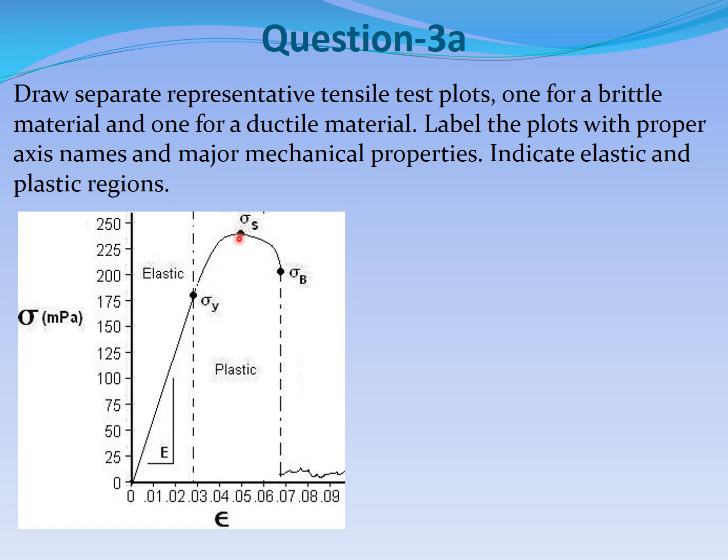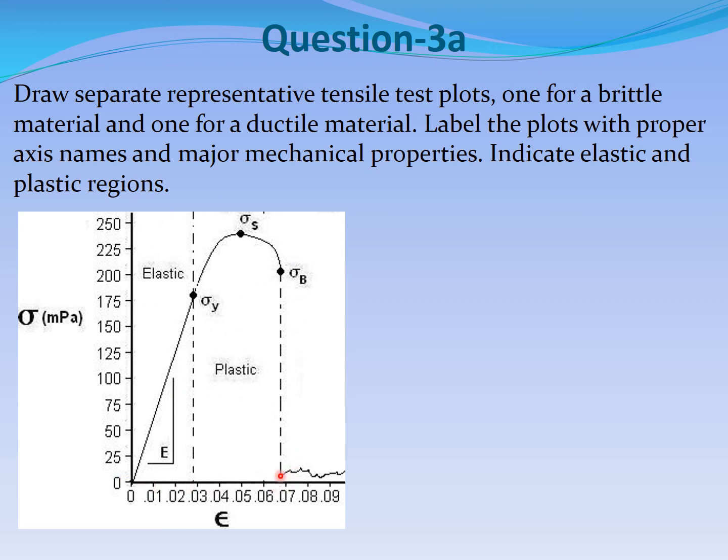The end of the straight line is the yield strength. The maximum point is the ultimate strength. This point is the fracture strength. In the book they call it sigma S, sigma B, and so on. But if you write sigma U, ultimate strength, and sigma F, fracture strength, then this will be better. And one thing which is not being shown here is that from here to here, the maximum strain is the ductility. So if you had written this much, I'll still take it to be right.